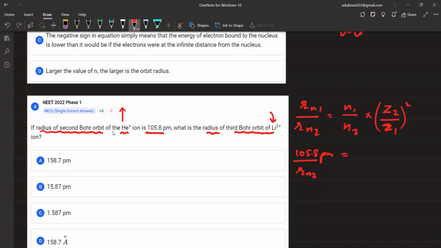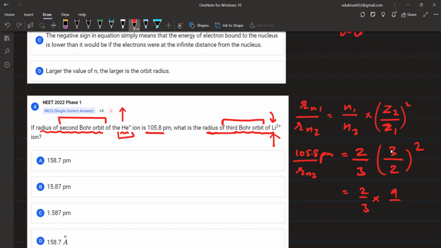N1 हीलियम का कौन सा ऑर्बिट है? सेकेंड बोर ऑर्बिट ऑफ हीलियम. N2 का कौन सा ऑर्बिट है? थर्ड बोर ऑर्बिट. दैट मींस 3 into Z2. Z2 क्या हो जाएगा? लिथियम का एटॉमिक नंबर कितना होता है बताइए? What is the atomic number of lithium? 3, राइट? 3 डिवाइड, और हीलियम कितना होता है एटॉमिक नंबर? 2, उसका स्क्वायर. ओके, यहां से आपकी वैल्यू आ जाएगी.